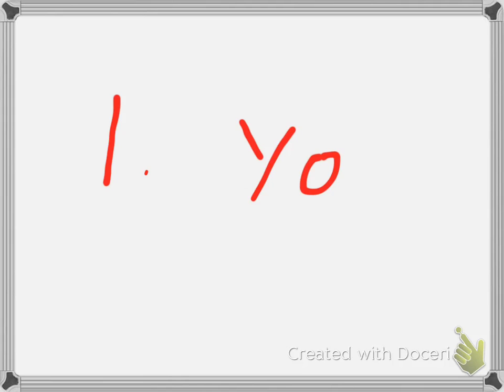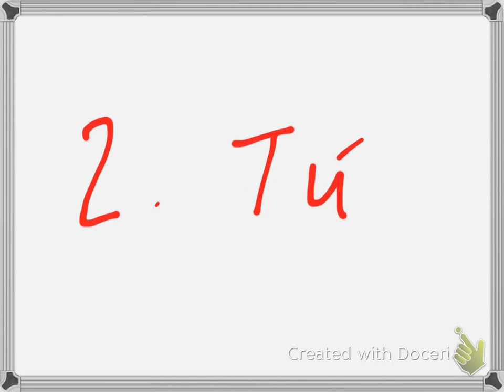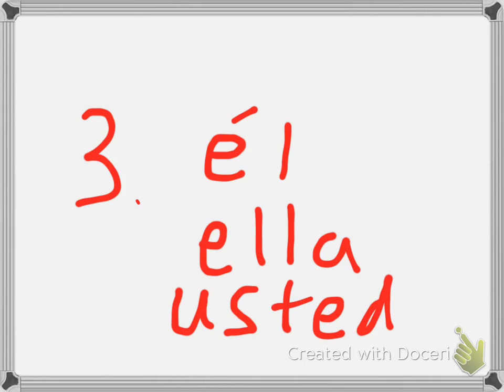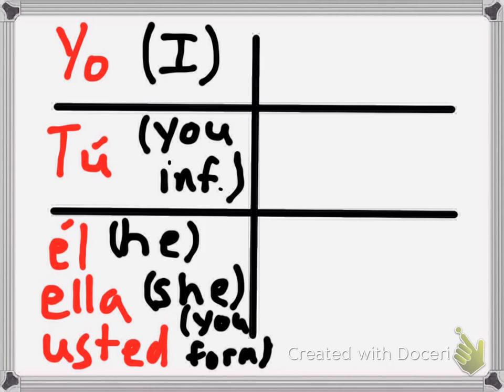So once again, you've got box one is yo, that means I. Tú is tú, that means you, the informal. And in that third box, we have él, which is he, ella, which is she, and usted, the formal you. So you'd use that with authority figures, people that you are just meeting for the first time, trying to get to know them. This is what the chart should look like.